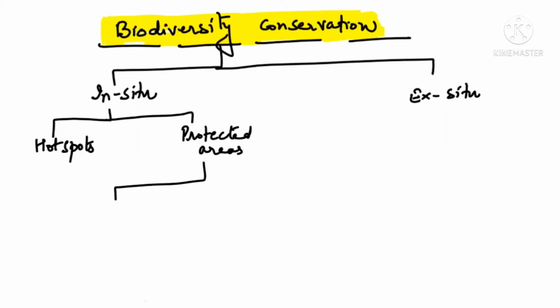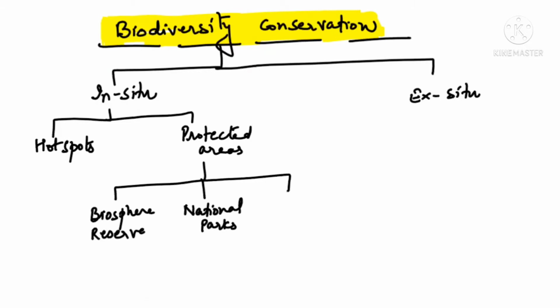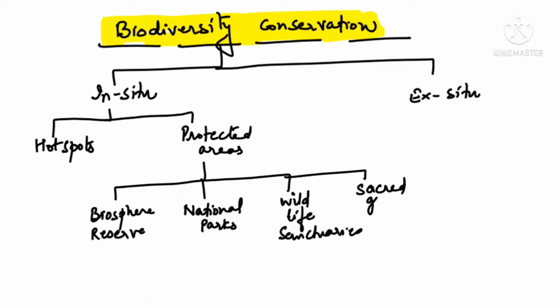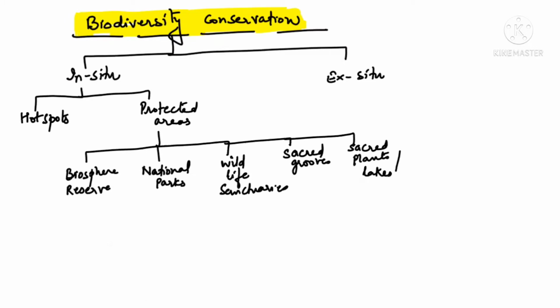In the protected areas, we are going to make biosphere reserves, we can make national parks, we can make wildlife sanctuaries, we can have sacred groves, we can have sacred plants and lakes. Clear beta? So these are all coming in the in situ.